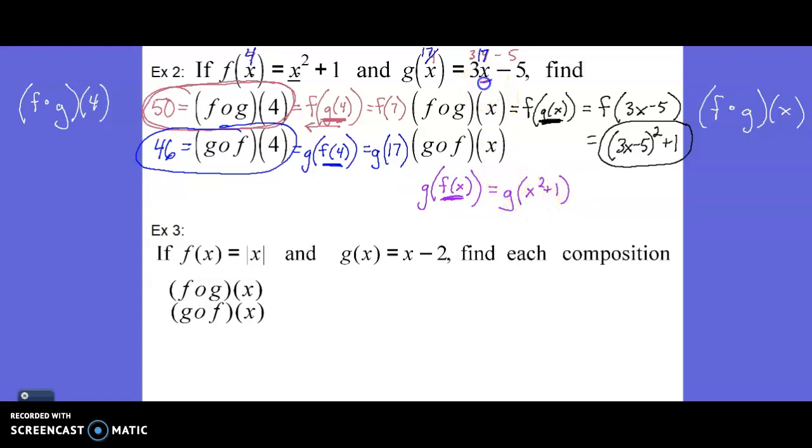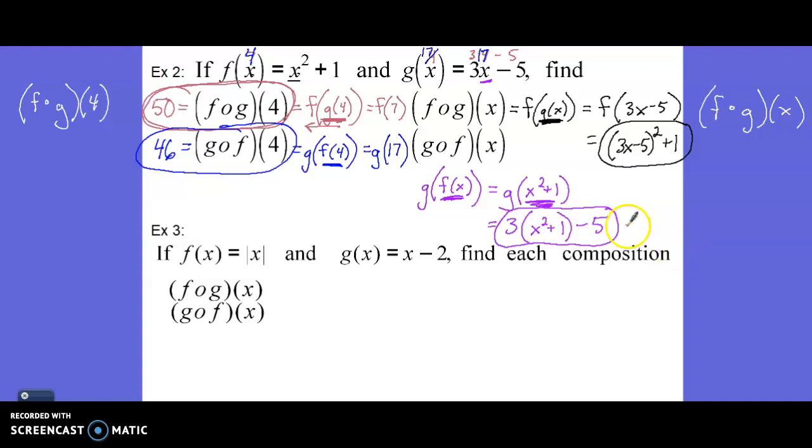So now I'll move to the g function, and I'll just take out this x. See how I just rewrote 3 something minus 5, taking out the x, and now I can replace that x with x squared plus 1. Now, if you notice, I haven't been simplifying these answers because I'm more concerned about, do you understand the order and how the order matters?